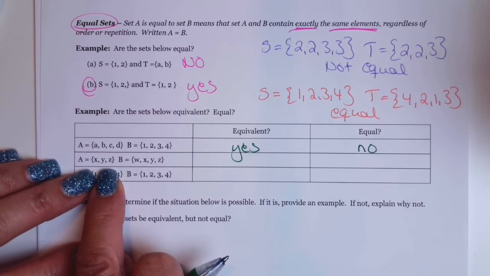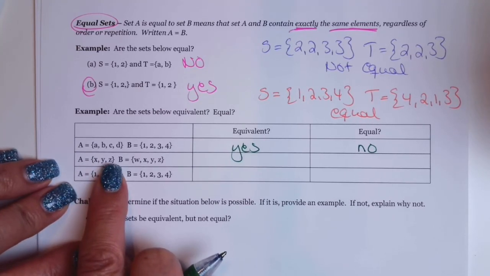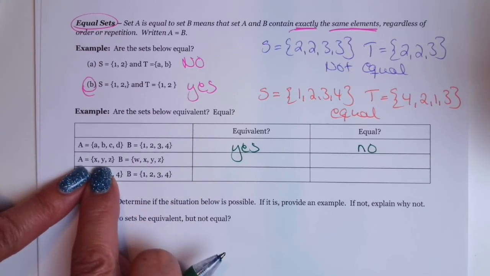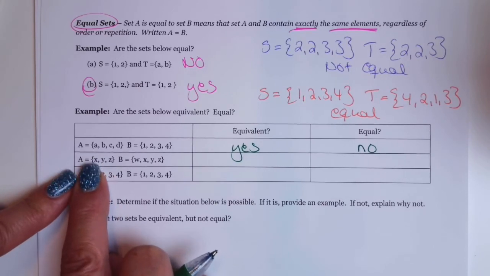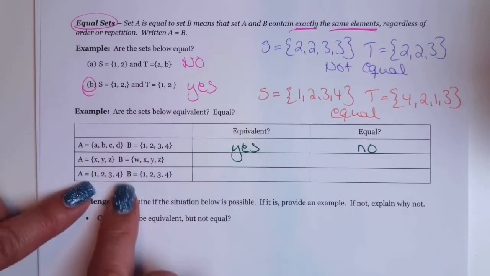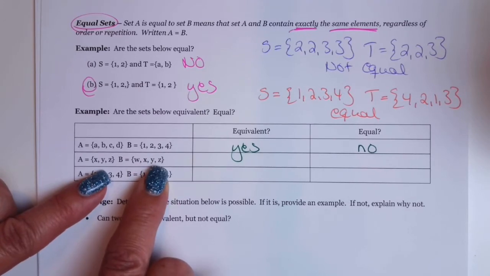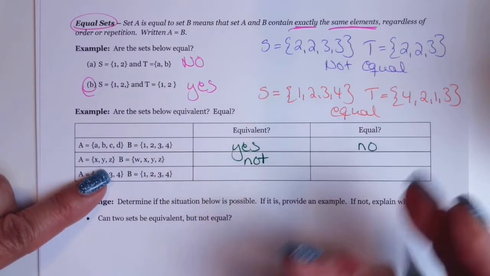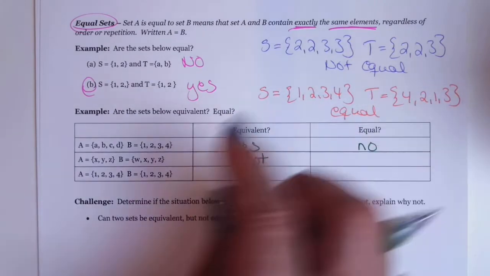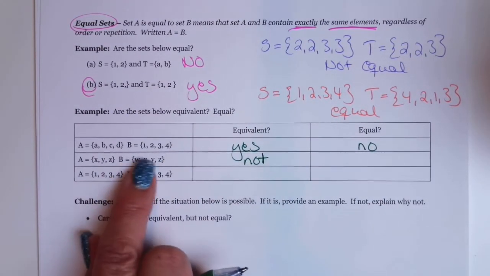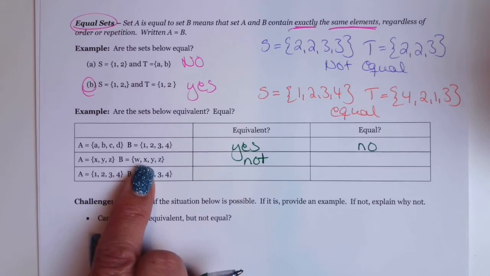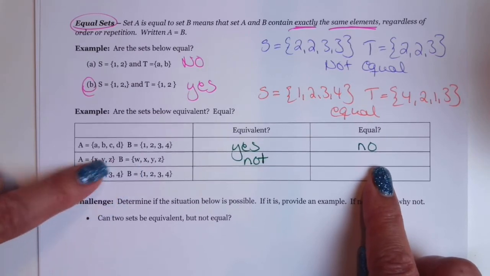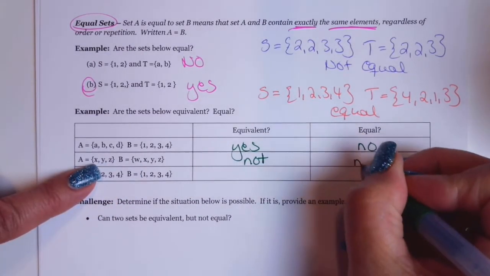Next one, set A has X, Y, and Z, and set B has W, X, Y, and Z. Well, the cardinal number of set A is 3. It has 3 members. B has 4 members, so the cardinal number of B is 4. So these are not equivalent, because they don't have the same number of elements. The cardinal numbers are not the same. Well, are they equal? X, Y, and Z, X, Y, and Z, but B has that W that set A does not have. So these are not equal either.